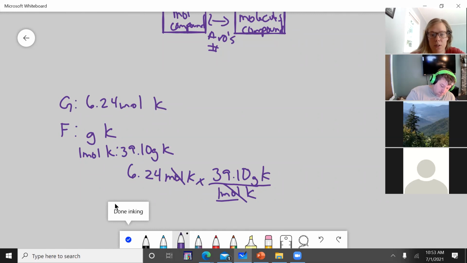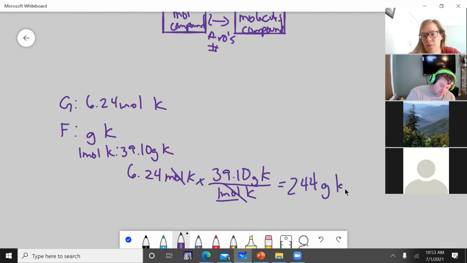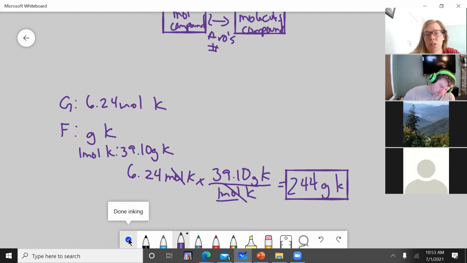So we've got our 6.24 times 39.10. I'm going to go with 3 sig figs, and I get 244 grams of potassium. There's 244 grams of potassium in 6.24 moles of potassium. Questions for that? And where those numbers came from, how I set it up.